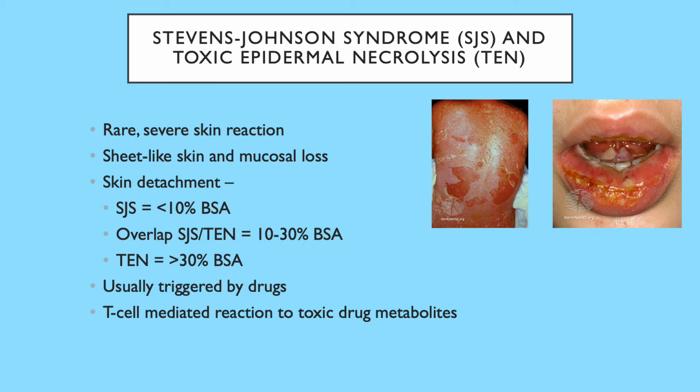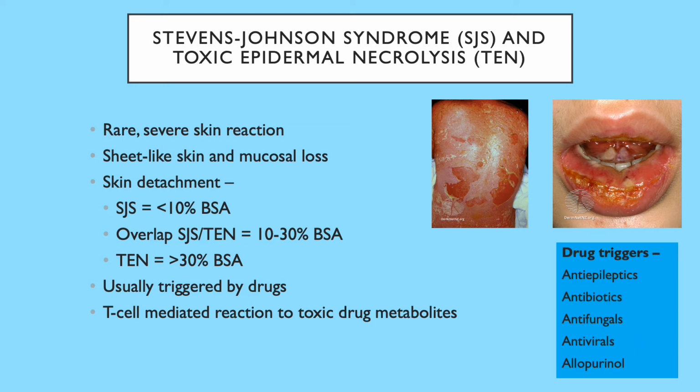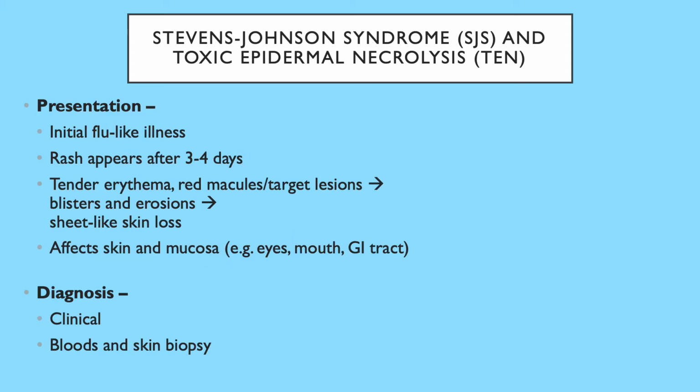75% of cases are caused by drugs, and examples are in the blue box on the right-hand side. Other causes of SJS and TEN include infection, vaccinations and cancer, and sometimes no cause is found. The rash tends to appear within a few days to 1 month after the drug is given. The mechanism of action is not fully understood, but it's thought to be a T-cell mediated reaction to toxic drug metabolites.